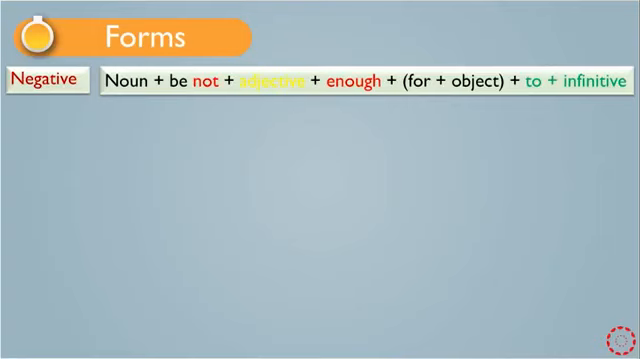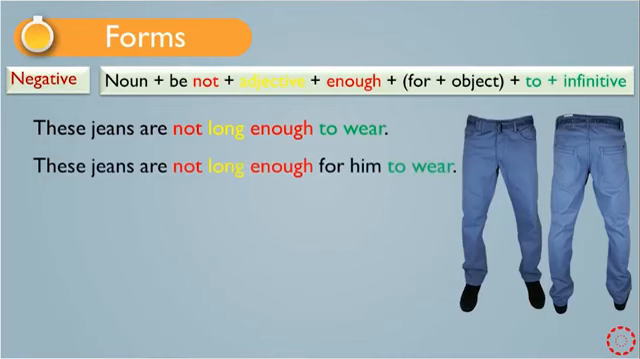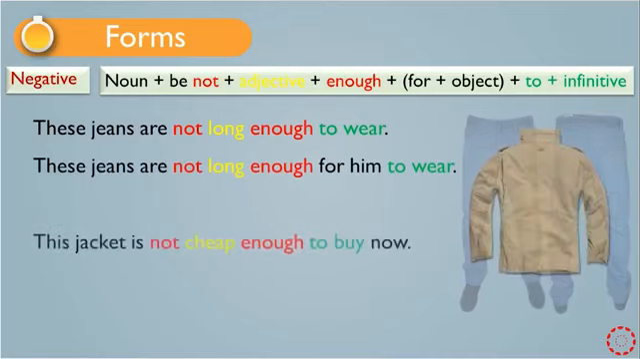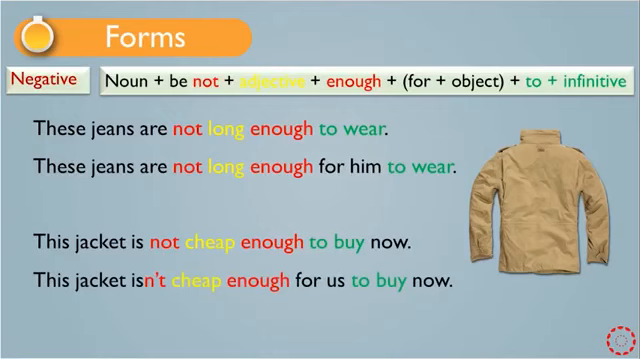Plus "to" plus infinitive. Look, these jeans are not long enough to wear. These jeans are not long enough for him to wear. Here we have the object. This jacket is not cheap enough to buy now. Or, this jacket isn't cheap enough for us to buy now.